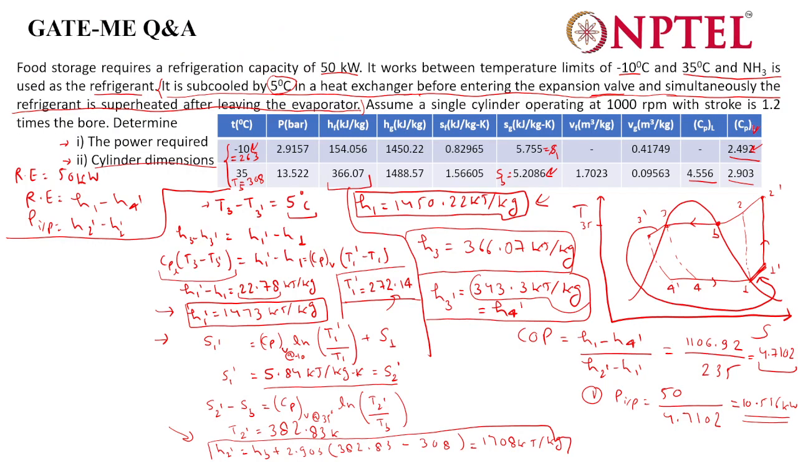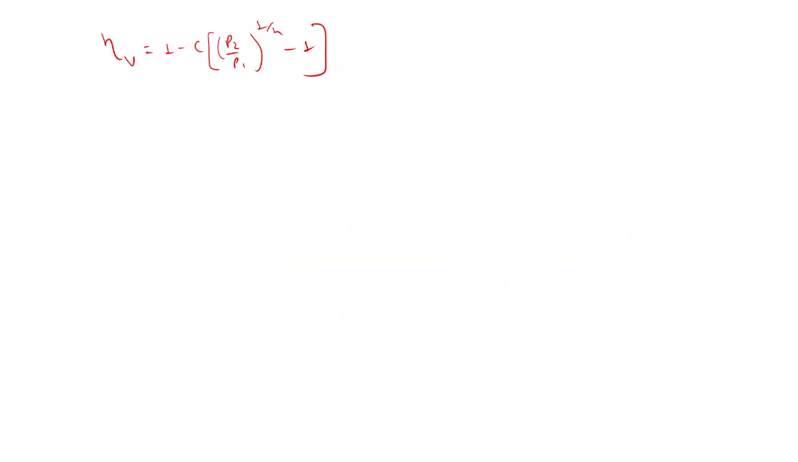Can anyone tell what is the volumetric efficiency formula? One minus C into (P2 by P1) whole power 1 by n, minus 1. Okay, can you use it somewhere here, right? You can use it or not? Do you know the polytropic constant here?